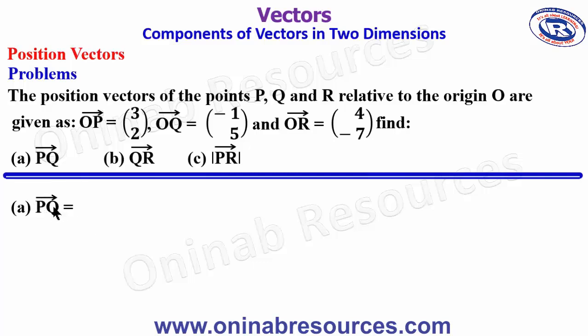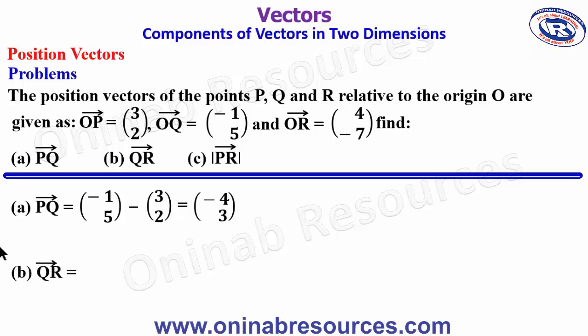So we go straight to find the solution to the problem, starting from A, PQ. We have established that to get the vector PQ, it is the position vector of Q minus that of P. And the position vector of Q is (-1, 5), so I have (-1, 5) minus the position vector of P, which is (3, 2). So we then simplify. Negative 1 minus 3 gives negative 4, and 5 minus 2 gives 3. And that's all for PQ, the vector PQ as a column vector.